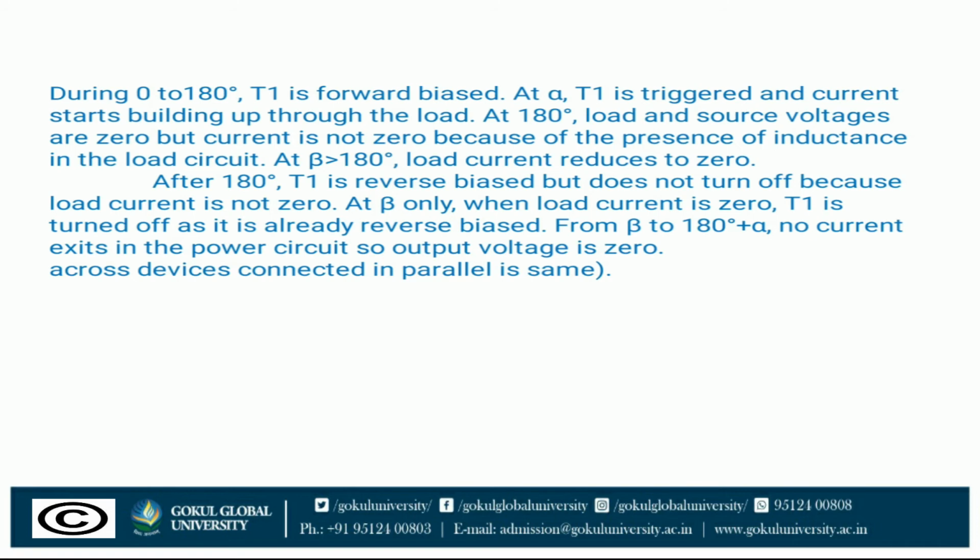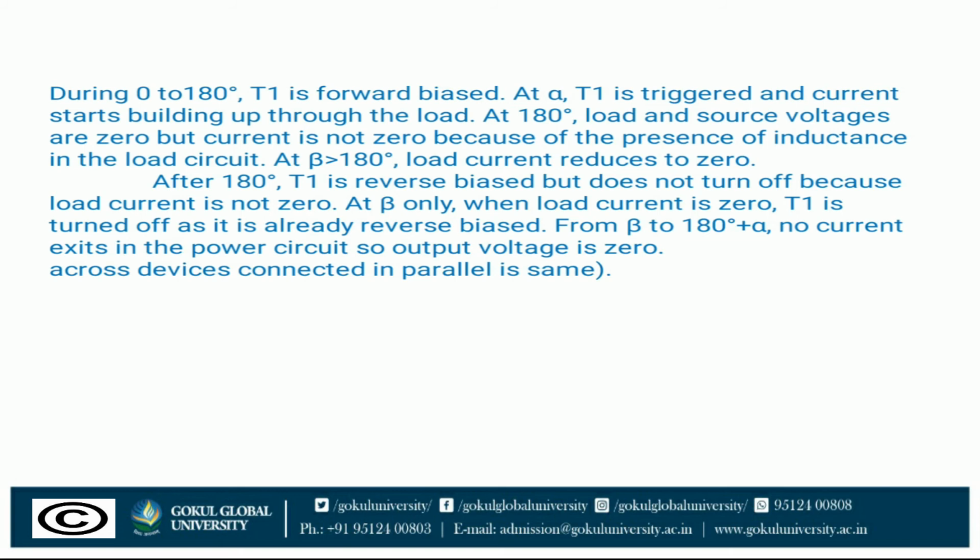At 180 degrees, load and source voltage are 0. Current is not 0 because of the presence of inductance in the load circuit, as we have discussed. At beta greater than 180 degrees, or beta greater than pi, load current reduces to 0. After pi, T1 is reverse biased but does not turn off because the load current is not 0. At beta only, when load current is 0, T1 is turned off as it is already reverse biased.